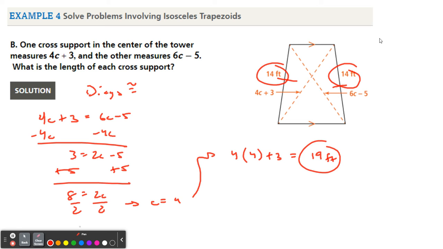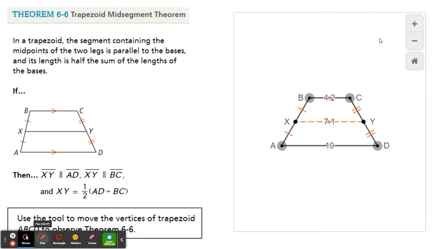Okay, now one more idea here is what's called the trapezoid midsegment theorem. There's also a triangle midsegment theorem. I think we'll do it in topic 7, I think. But it says in a trapezoid, the segment containing the midpoints of the two legs is parallel to the bases, and its length is half the sum of the lengths of the bases. So notice that this is just for any old trapezoid, not an isosceles trapezoid. This is called the trapezoid midsegment theorem.